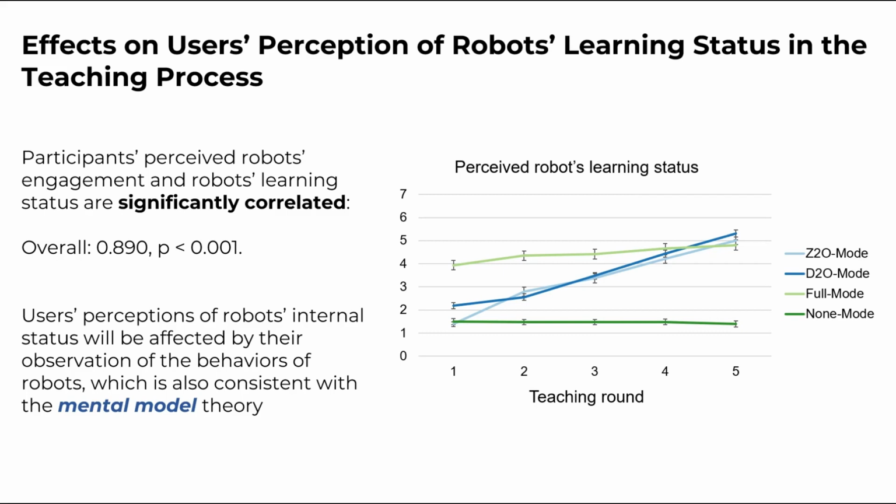For the effects on users' perception of robots' learning status, we found that in different teaching rounds, participants' ratings change significantly in Z2O-Mode and D2O-Mode. We then did a correlation analysis and found that users' perceptions of robots' learning status are highly correlated with their perceptions of robots' engagement. Our results suggest that users' observation of the behaviors of robots will affect their perceptions of robots' internal status, which is also consistent with the mental model theory.